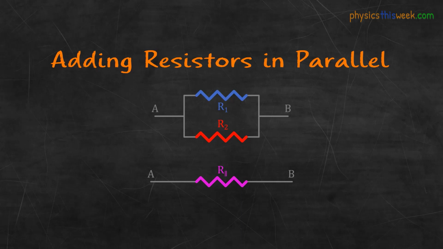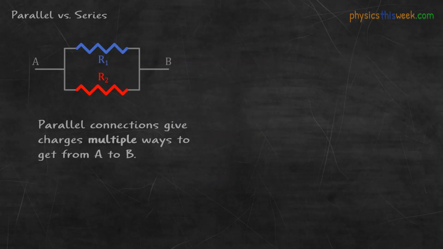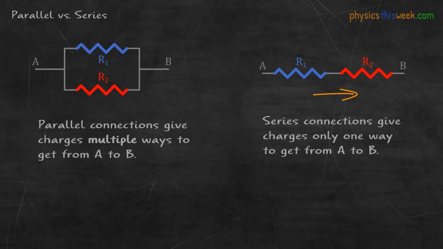One of the main reasons that we do this is so that we can determine the current, resistance, and power within a simple circuit. We'll look at this in a later lesson. For now, we are going to just combine some resistors and not worry about the rest of the circuit. I've talked about this in another video, but let's remind ourselves of the difference between parallel and series combinations. Parallel combinations give charges multiple ways to get from point A to point B. Series connections, on the other hand, give charges only one way to get from point A to point B.